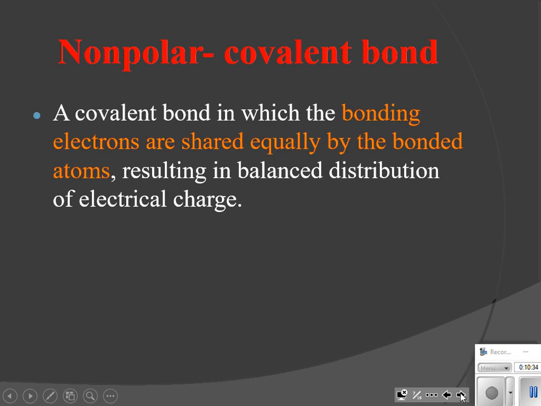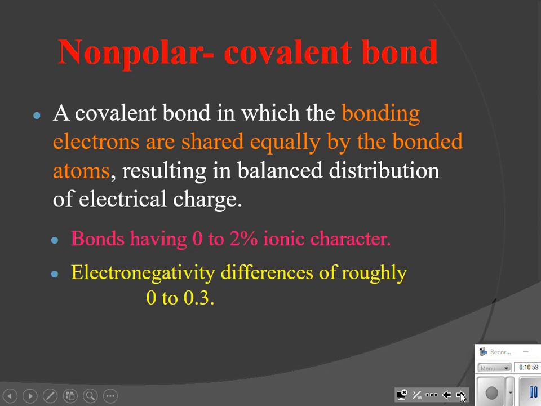Now, we're going to talk about two different types of covalent bonds. The first type is a non-polar covalent bond. A non-polar covalent bond is where the bonding electrons are shared equally by the bonded atoms. This results in balanced distribution of the charge.